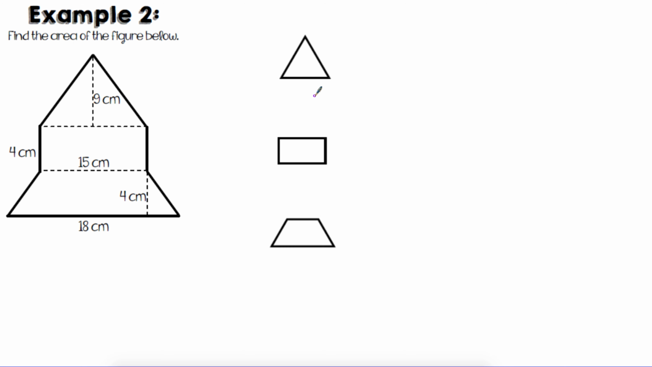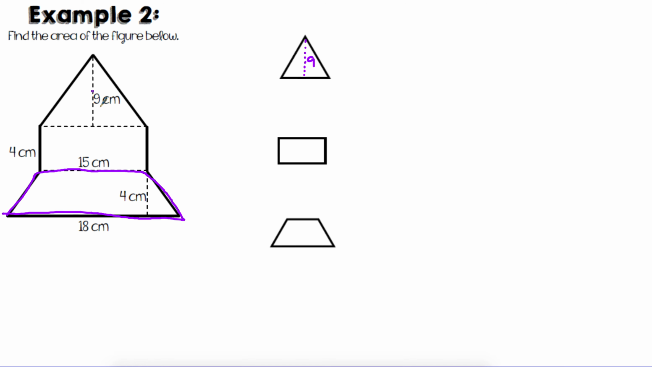All right, here's what I would have done. I would have divided it into a triangle, a rectangle, and a trapezoid. This whole thing right here is my trapezoid. Now you can divide a trapezoid into two triangles, but why do that when we have a formula that works for this? So now I have to figure out what all my dimensions of each shape are.